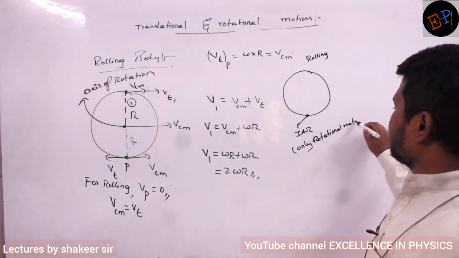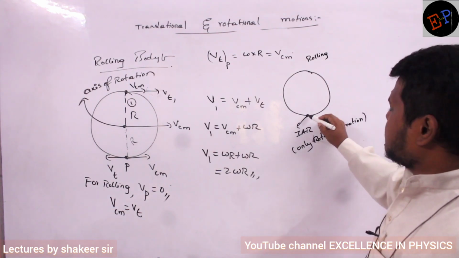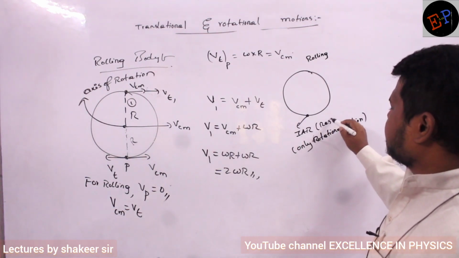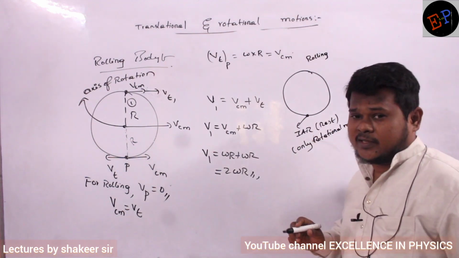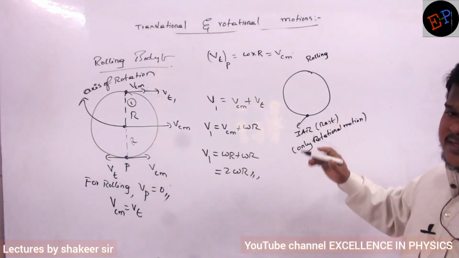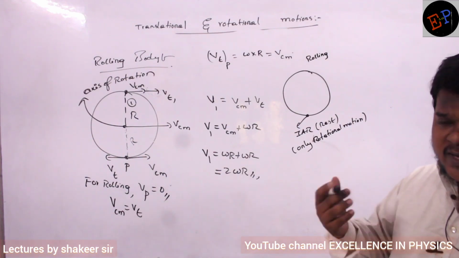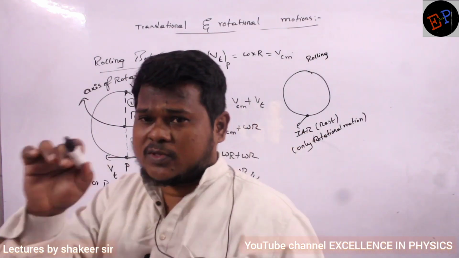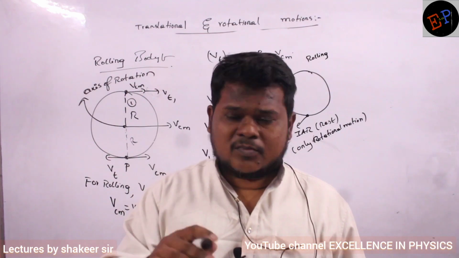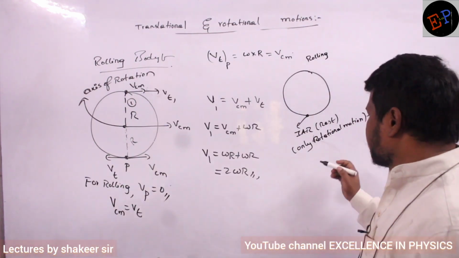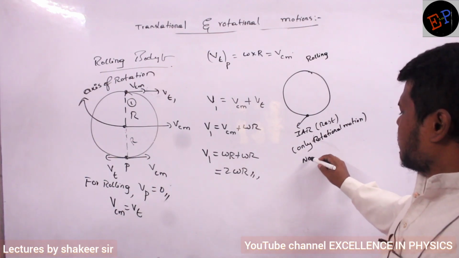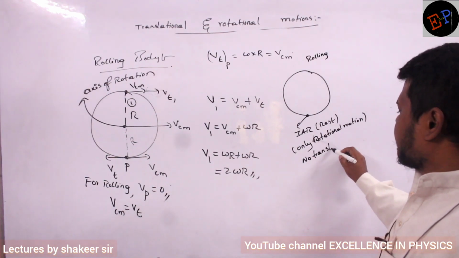Why only rotational motion? Because this axis is in rest position, no? For a rolling body, this point should be at rest, no? It means this axis is in rest position. If the axis is in rest position, it means only rotational motion. The body is not undergoing translational motion. Are you able to understand? So therefore no translational motion.